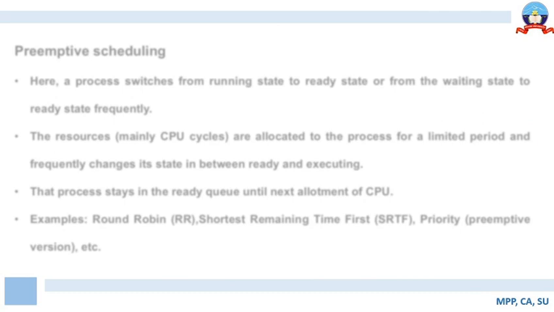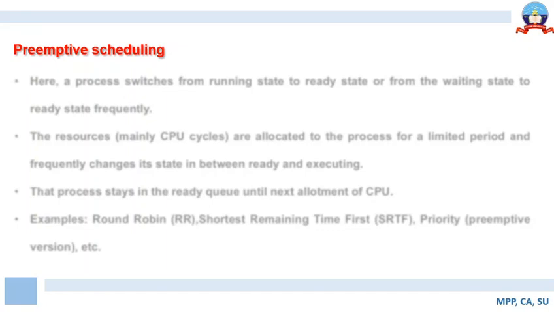Now let us move on to a very important concept that is called scheduling, that is preemptive and non-preemptive scheduling. So preemption basically refers to interrupting the process of execution, or interrupting the execution of a process. So that is what preemption is.